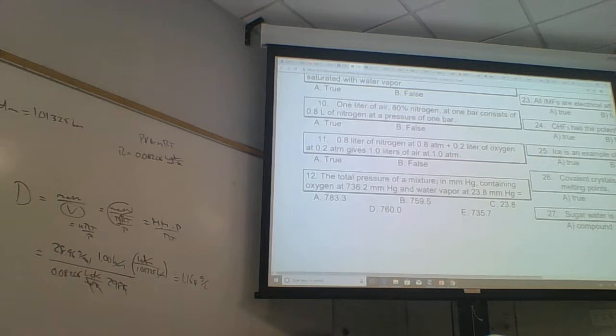12 is just straight Dalton's. The total pressure of a mixture in millimeters of mercury containing oxygen at 736.2 and water vapor at 23.8 equals... So Dalton's just says you just add up the partial pressures, add up the pressure of the oxygen plus the pressure of the water, and that is going to give us a total pressure of 760.